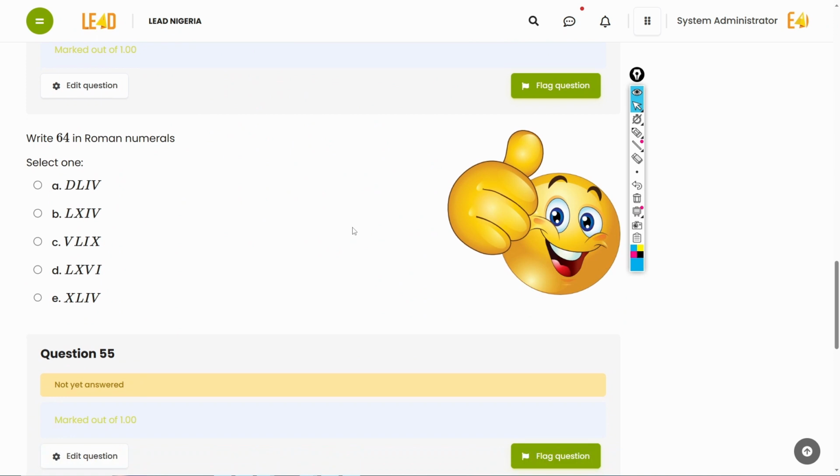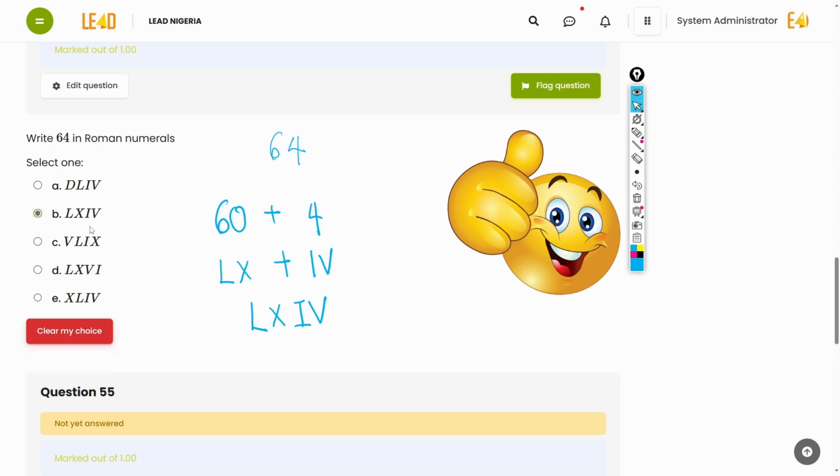Write 64 in Roman numerals. 64 is split into 60 plus 4. 60 is LX, 4 is IV, so it's basically LXIV. LXIV gives you 64. That's B.